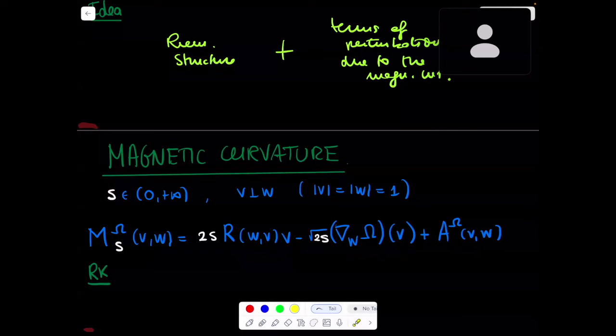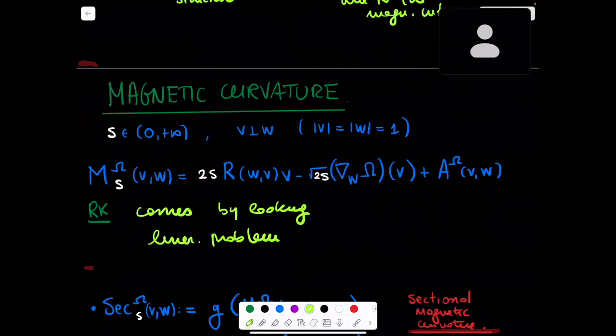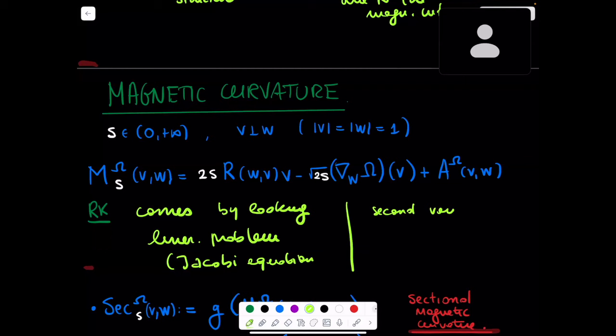And a remark is that this definition comes from looking at the linearized problem, namely the Jacobi equation, as well as the second variation of the action, in a variational setting, as well as in the Riemannian case.